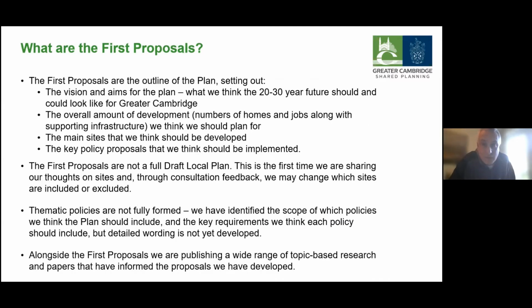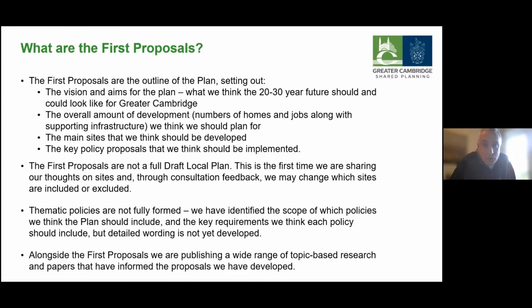So what does it do? Hopefully you may have had a chance already to look on our website and have a look at the consultation for yourselves, but it tries to set out the vision and the aims for our plan. What do we think this area should look like over the next 20, 30 years, and how should we guide what that should look like through our proposals in the plan?